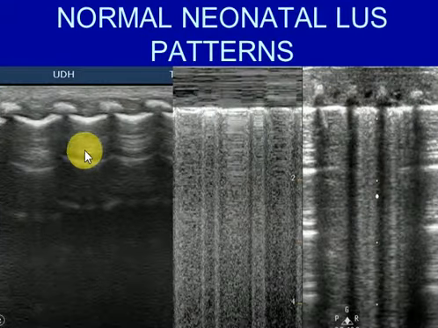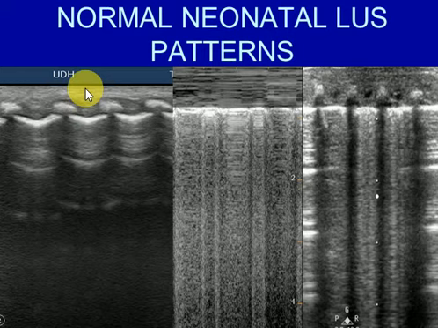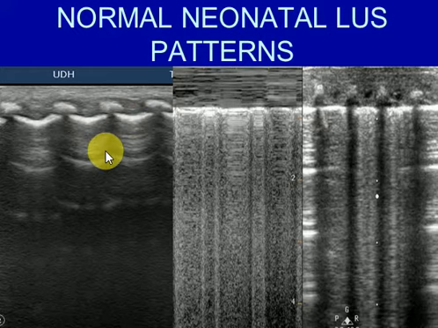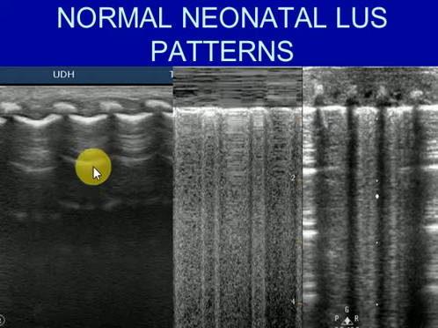Here, this is skin, subcutaneous tissue, pectoralis muscle, intercostal muscle, rib, this is rib shadow, this is the pleural line, and this is the A line. See, the pleural line is smooth, regular, well defined, and the A line. And this is the shape of the normal lung by M-mode.